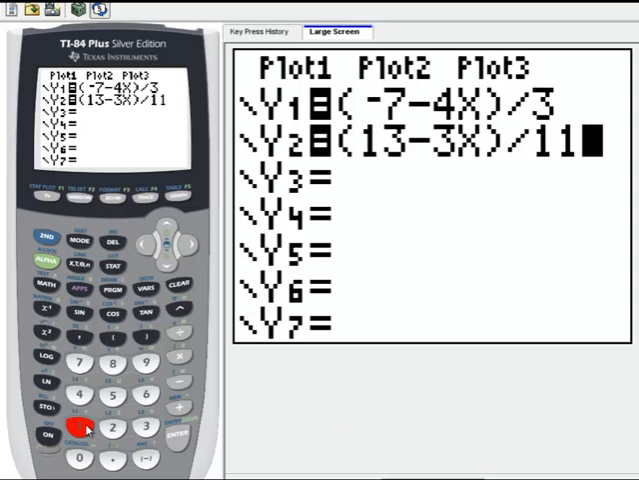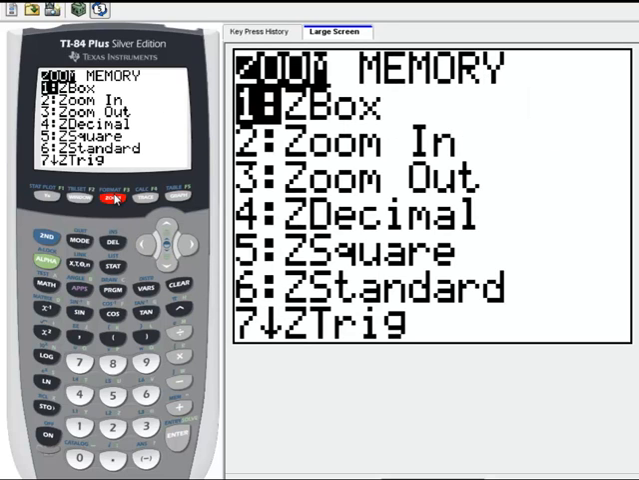Alright, well, let's start off with the coordinate system with the x-axis going from negative 10 to positive 10 and the y-axis going from negative 10 to positive 10. We find that by using the ZOOM standard. Zoom, and number 6.